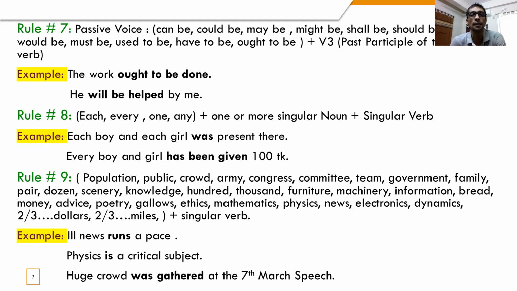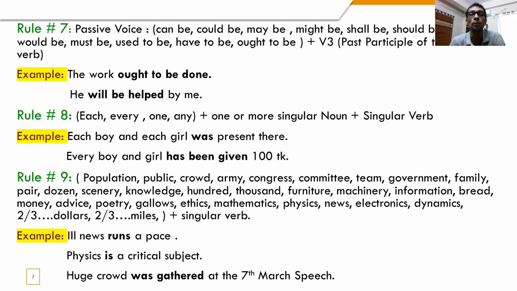This is a tricky example. Look at the example. Each boy and each girl was present there, not were, because this is the rule that when you use each, every, one, or any, you must use a singular noun followed by a singular verb. So each boy and each girl was present there, and each boy and girl has been given 100 taka. The second example has been transformed into passive voice.